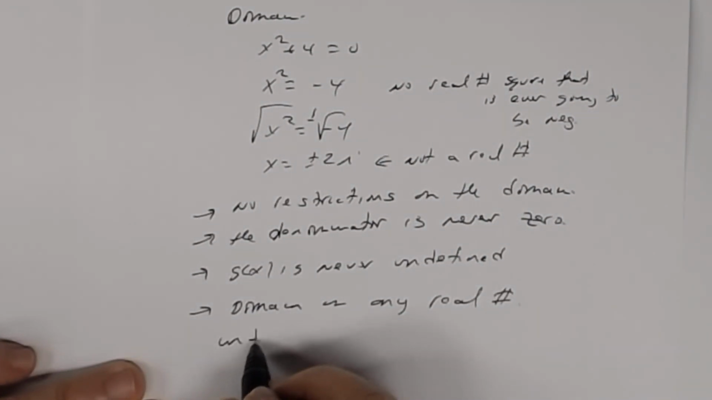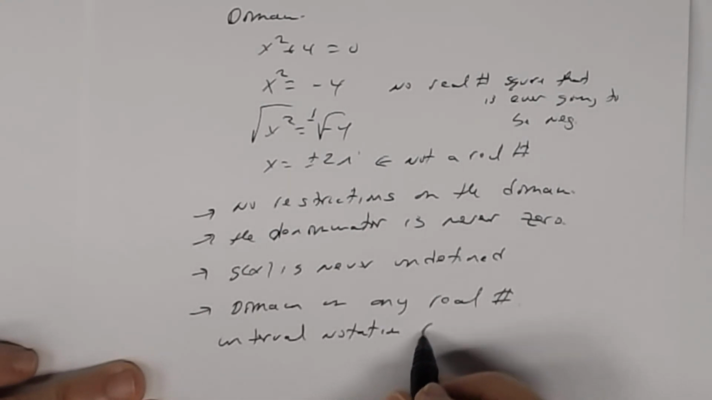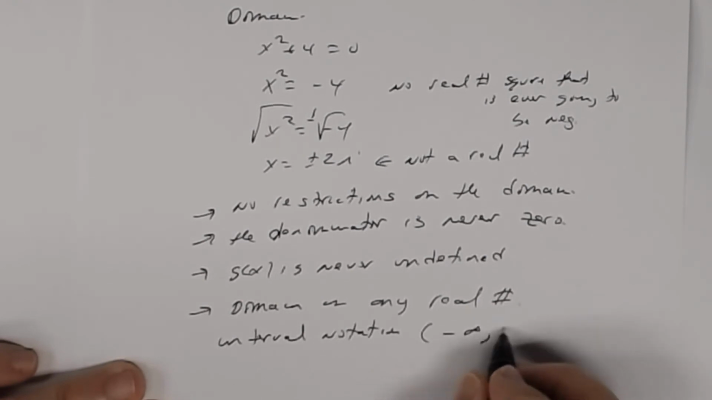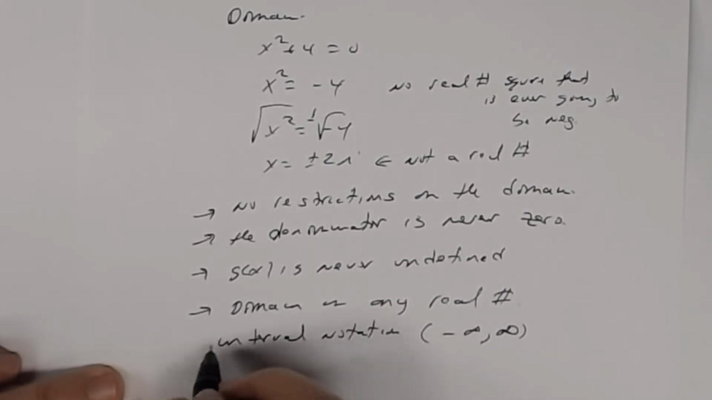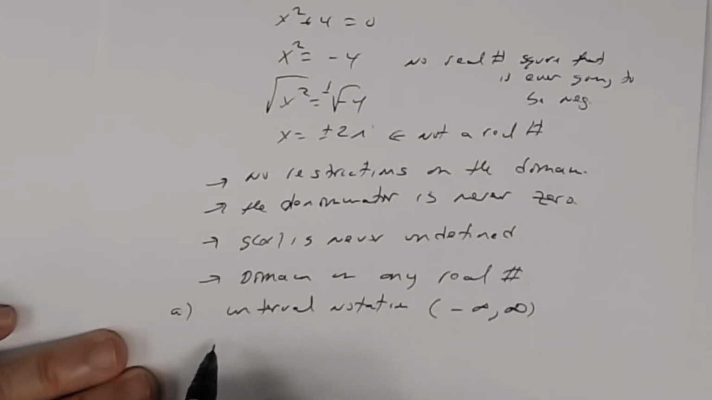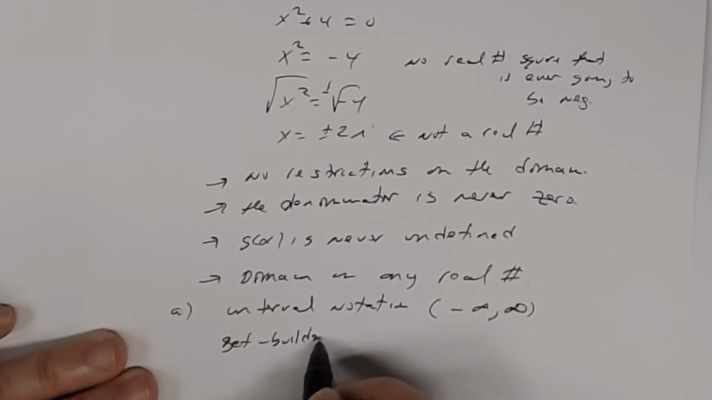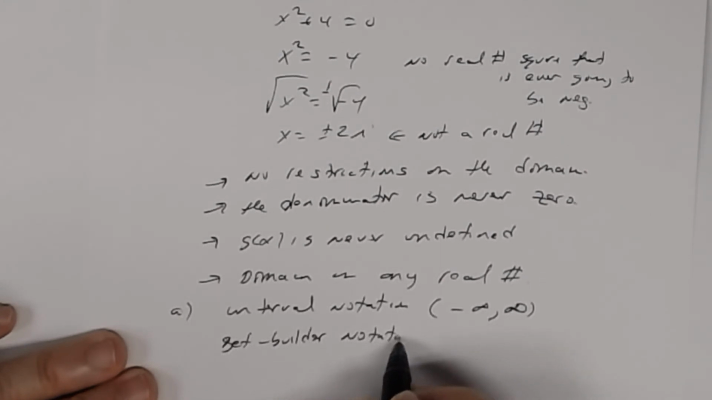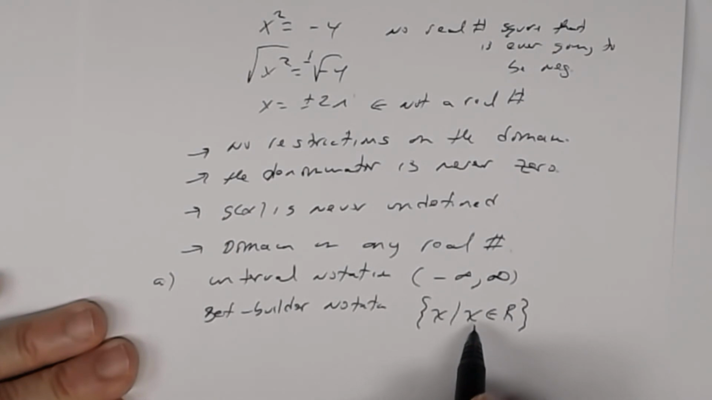So in interval notation, since there are no restrictions, you're going to say negative infinity to infinity. Okay? So that's the answer for part A. In set builder notation, you're going to say the set of x's such that x is an element of the reals. Remember, capital R like this means reals.